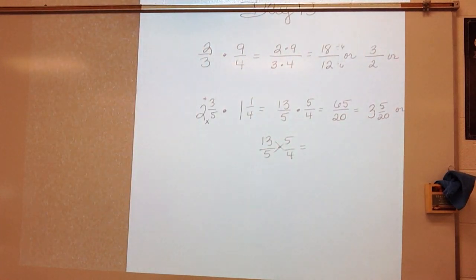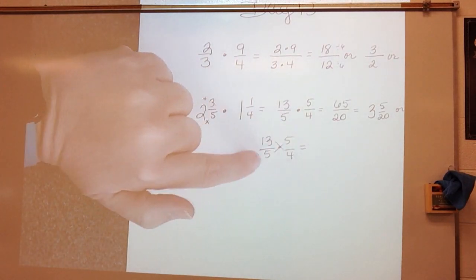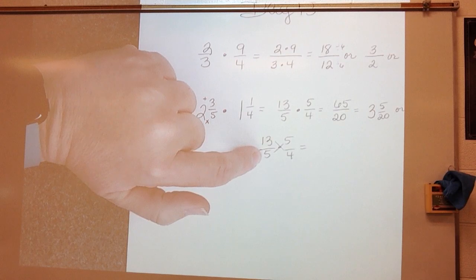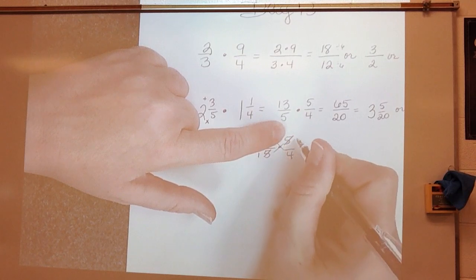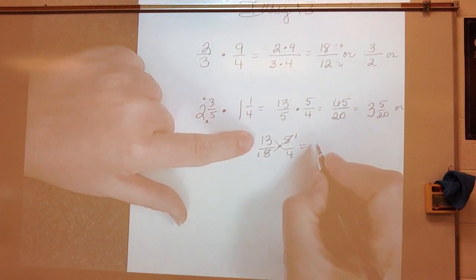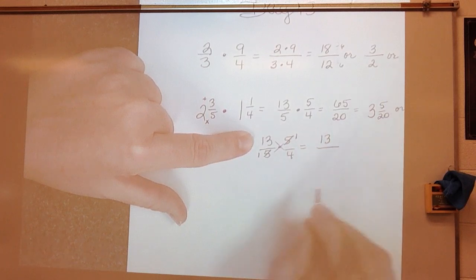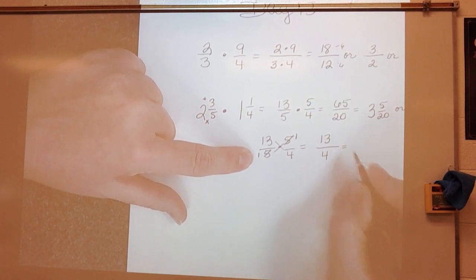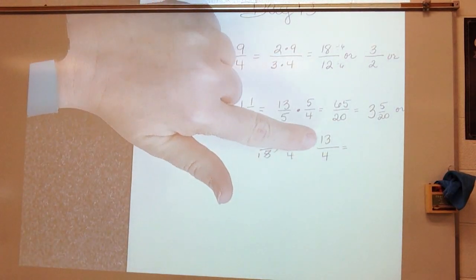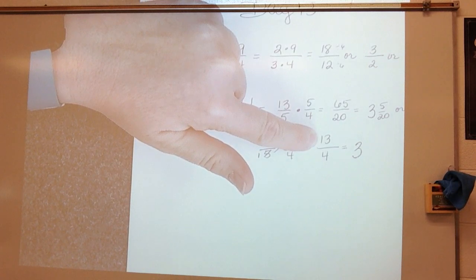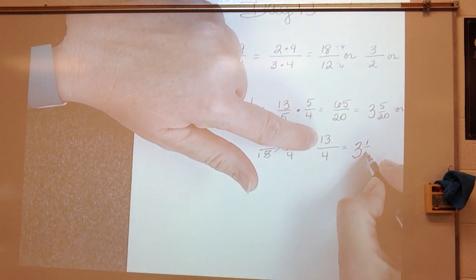Well, the 13 and the 4 I cannot reduce in any way. There's nothing that will go into 13 and 4. 13 is a prime number. But look at the 5 and the 5. I can reduce those by 5. So 5 divided by 5 is 1. 5 divided by 5 is 1. So now I've got 13 times 1 over 4 times 1, which gives me a lot simpler numbers to work with. 4 goes into 13 3 times, that's 12, which gives me 1 left over.